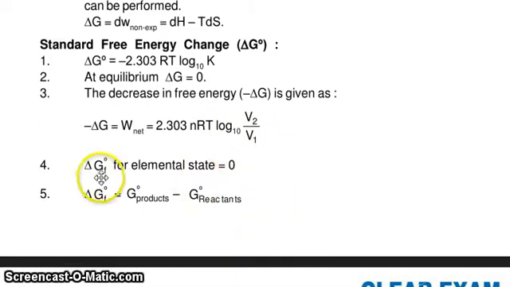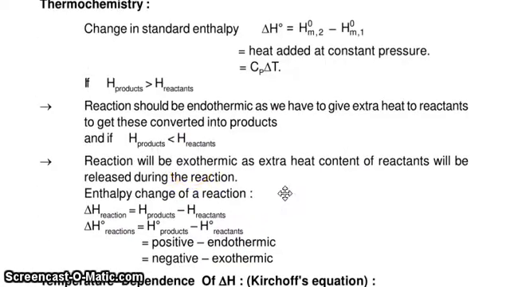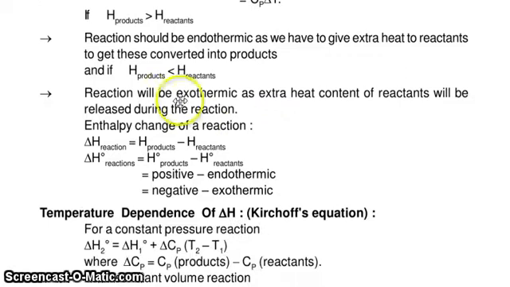Now next formula, delta G f standard for an elemental state is 0, and standard delta G is equal to G products minus standard G reactants. Now friends, thermochemistry. Change in standard enthalpy, delta H naught, enthalpy, so delta H2 minus delta H1, heat added at constant pressure, so Cp delta T. If H product is greater than H reactant, the reaction should be endothermic, as we have to give extra heat to reactants to get these converted into products. So this is the relationship.